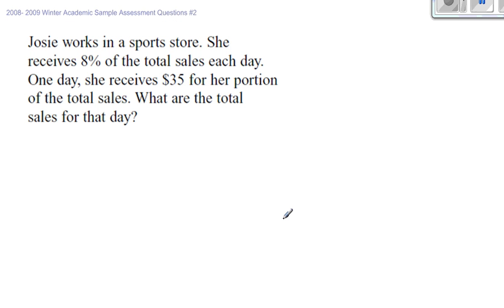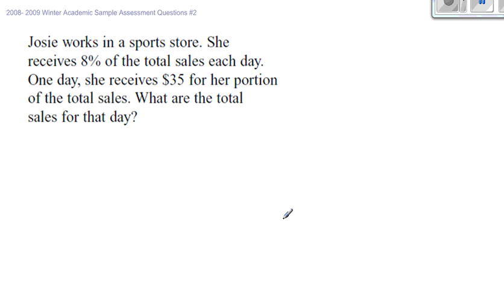Now what? So now the other thing we want to talk about in this video is commission. So commission is when you get paid a certain percent of your sales amount. So the idea is that if you work in a store that sells, let's say, clothing, that you're encouraged to sell a lot more clothing because you get paid based on how much you sell. That's what commission is. So let's look at this question.